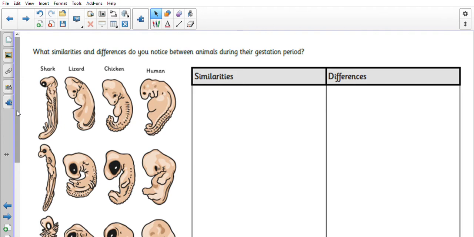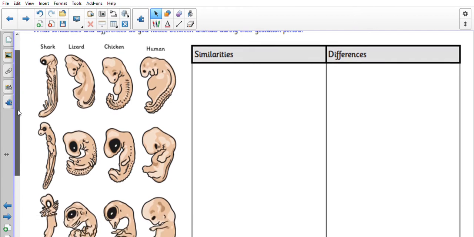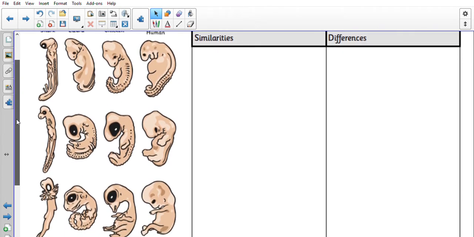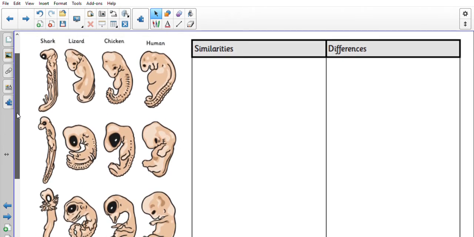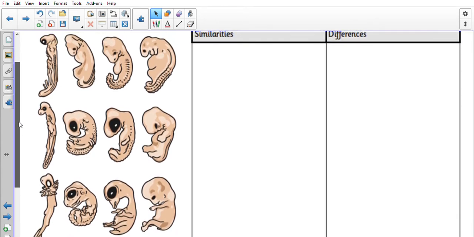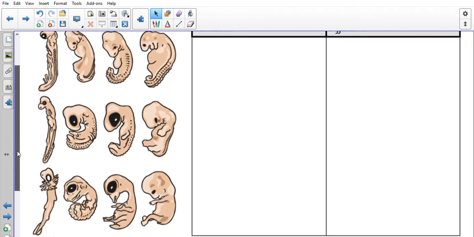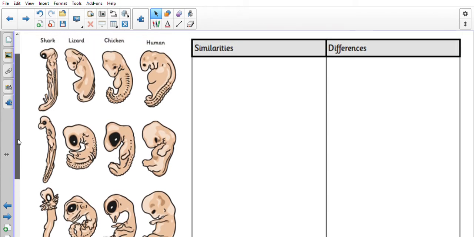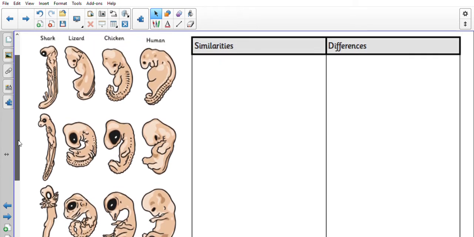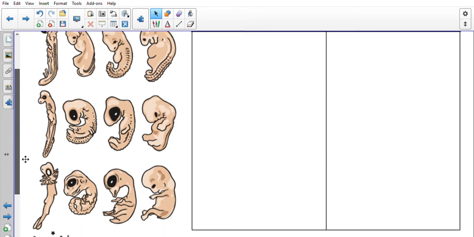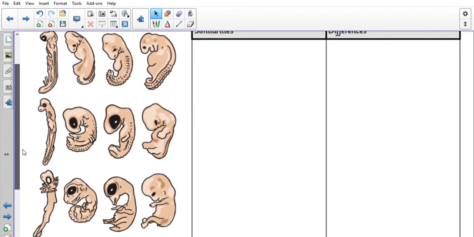So your first task in your sheet: what similarities and differences do you notice between animals during their gestation periods? You've got some images of a shark, a lizard, a chicken and a human. They all start at this stage, and look at how they develop. What changes do you notice?